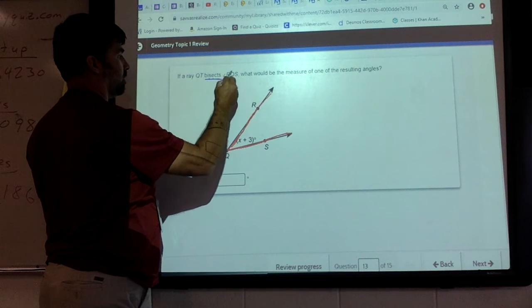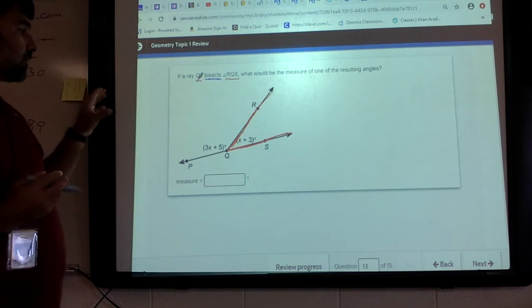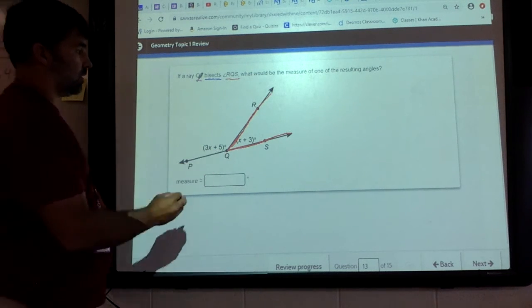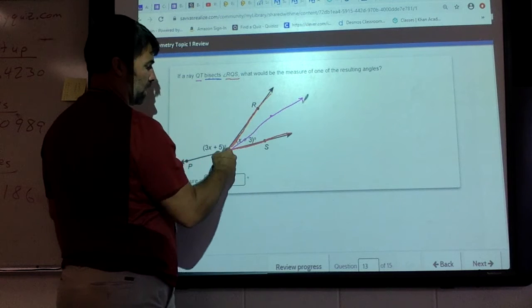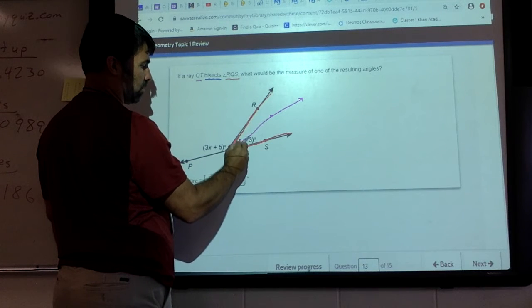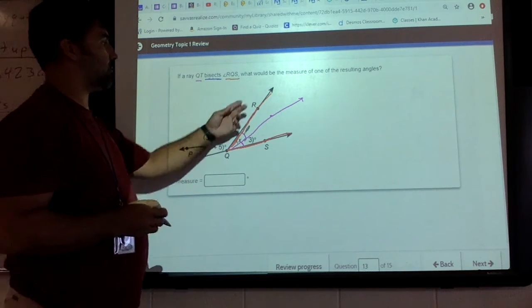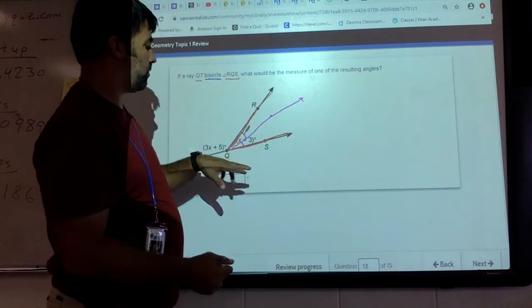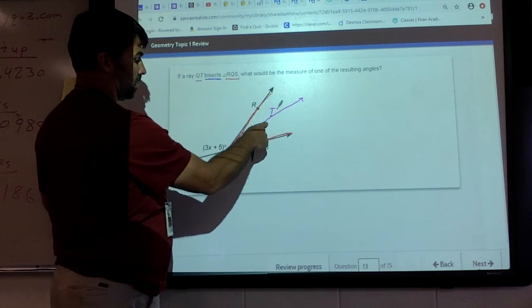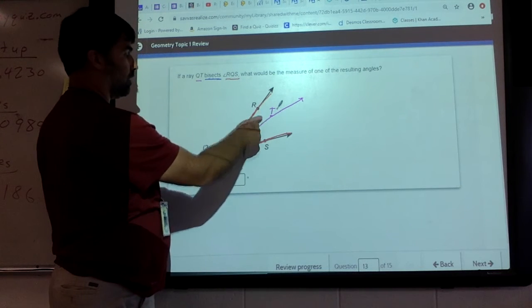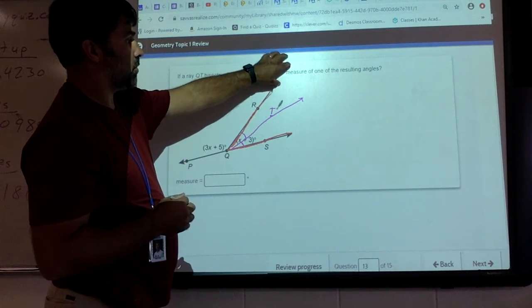So I have QT that bisects it. Now QT is not on the diagram, so I got to make QT. So Q and T bisect that RQS. That means these two angles are going to be the same. The question is, what would the measure of one of the resulting angles be? What it means is, which one is it? This is QT, TQS, I can give them that one, or RQT. Either way, it's going to be the same answer. So that's why it asks, which one is the resulting angle?